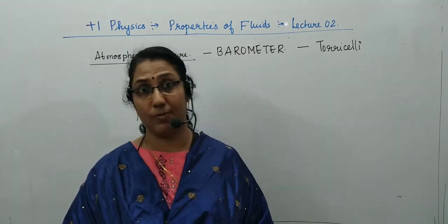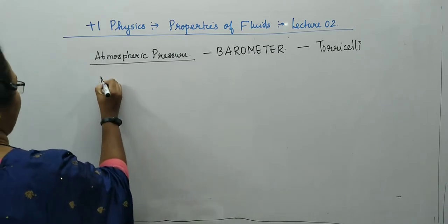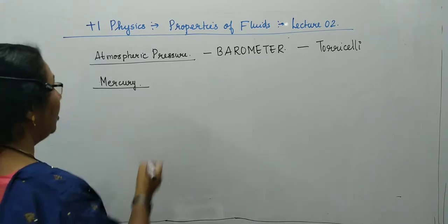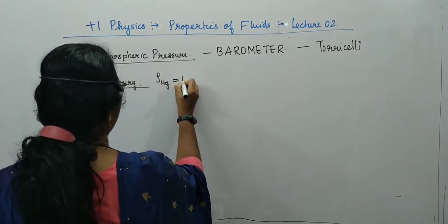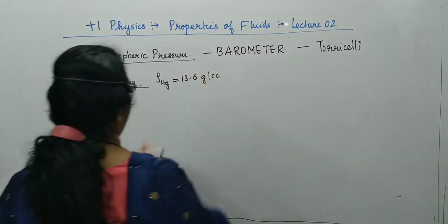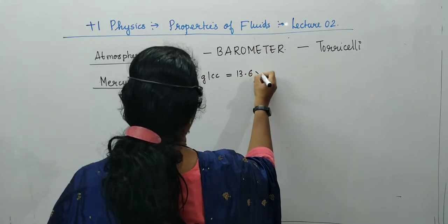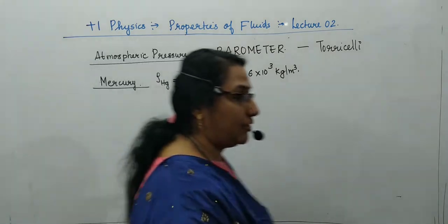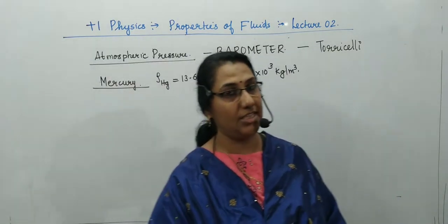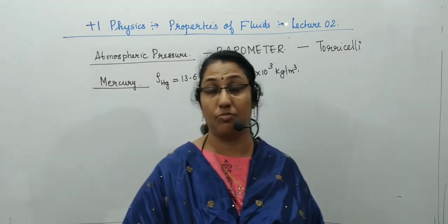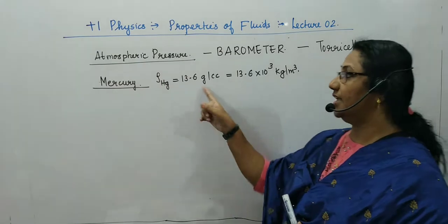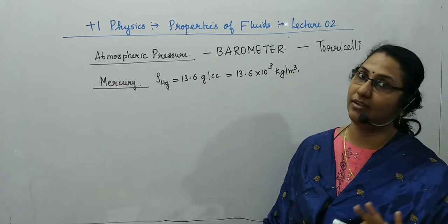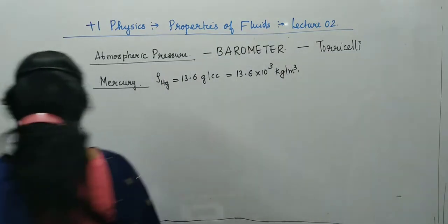In Torricelli's barometer, he used mercury to measure the atmospheric pressure. The density of mercury is 13.6 gram per cc, which is also taken as 13.6 into 10 raised to 3 kilogram per meter cube. So the barometer was first designed by Torricelli, using mercury to measure the atmospheric pressure. Clear? Okay, and what is the construction?